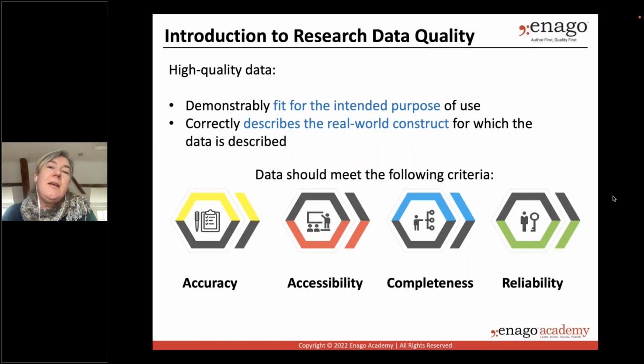At a high level, high quality data needs to be demonstrably fit for its intended purpose. It should correctly describe the real world construct it is meant to describe, and it should meet these criteria: it should be accurate, accessible, complete, and reliable. Those are quite high level, generalized terms, and I think often they're going to be ideal rather than what can realistically be achieved. I think they're the objectives for which we should be aiming when we're conducting research.